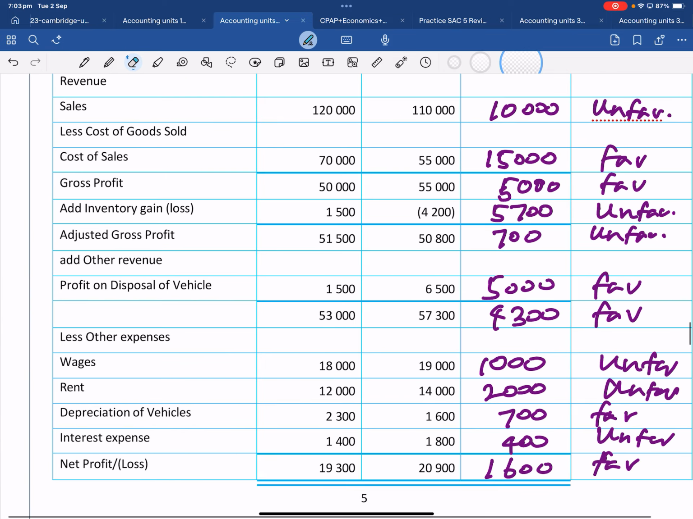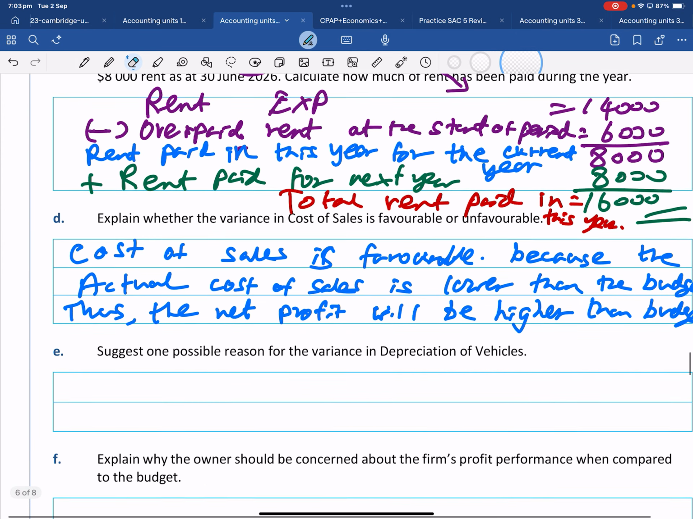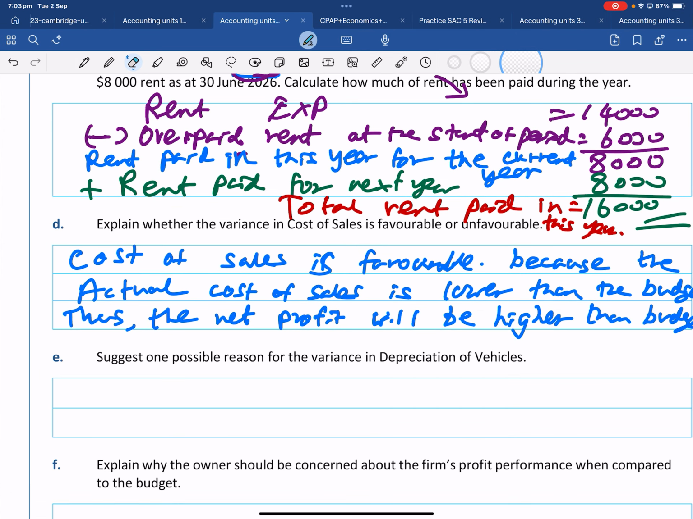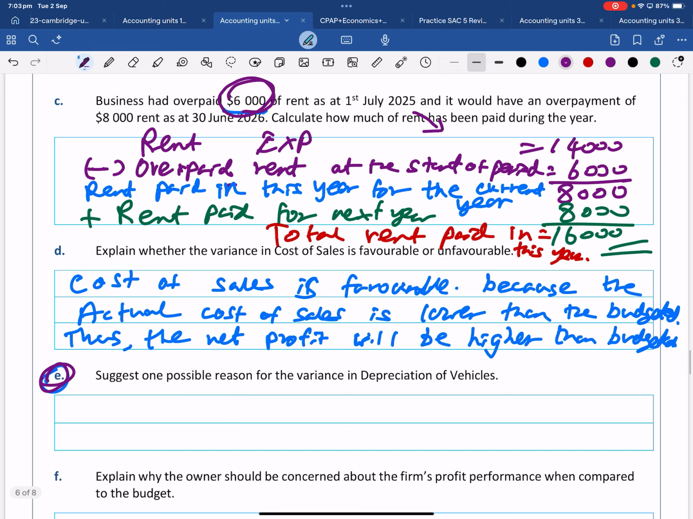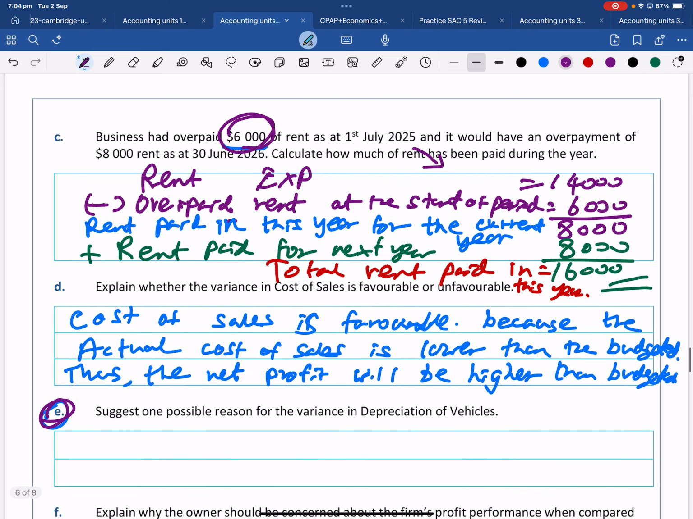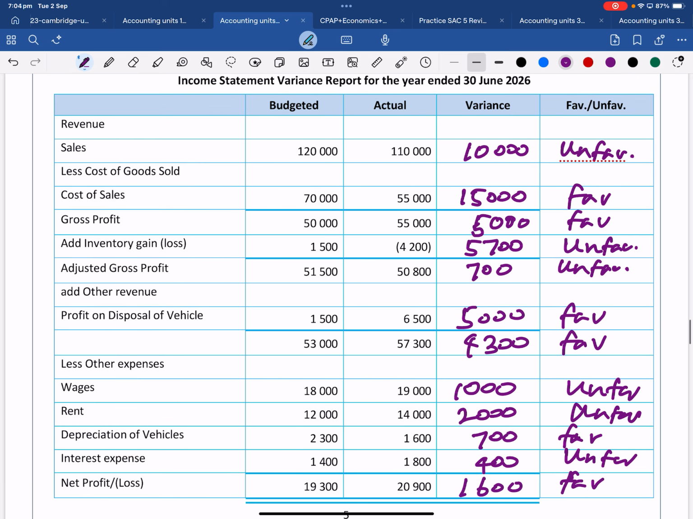Okay, guys, then what is the other one? One possible reason for the variance in depreciation of vehicles. What do you think? Maybe the car is popular. Is that why it will depreciate? So what's our variance, guys? Depreciation is favorable.